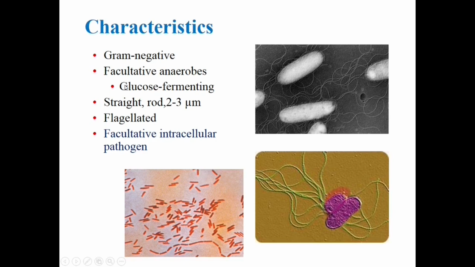It is a facultative anaerobe. It can ferment glucose, and this is very, very important. It is an intracellular pathogen, it will multiply within the cells. So you must remember these common characteristics: it is a gram-negative bacilli, which is motile, and it is an intracellular pathogen. It cannot survive outside the cell. It has to multiply within the cell.